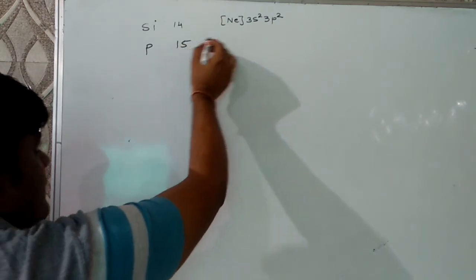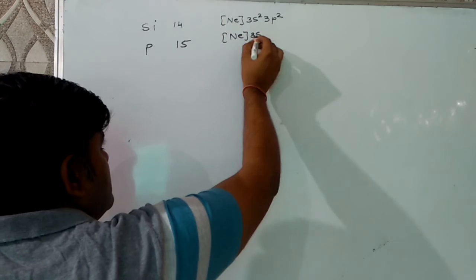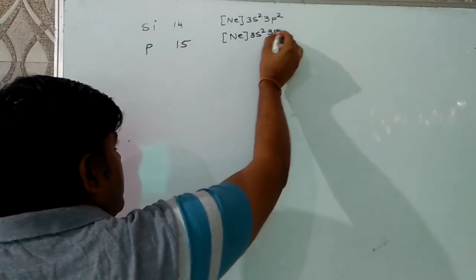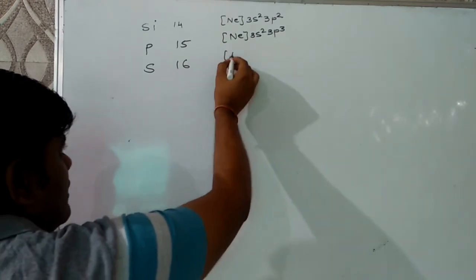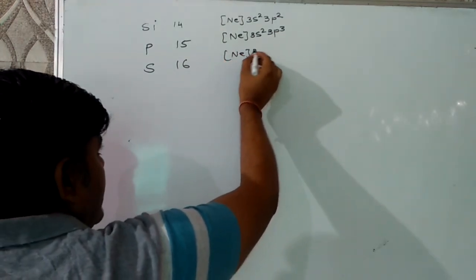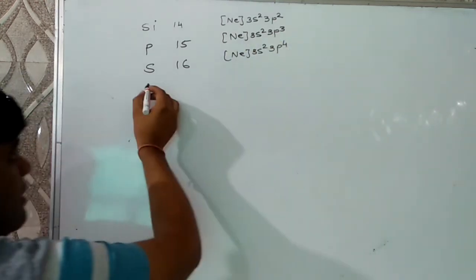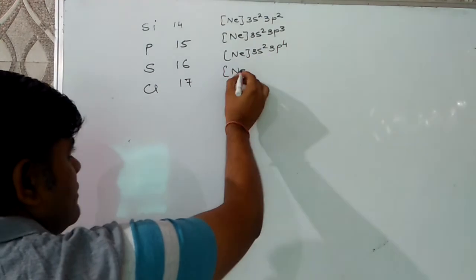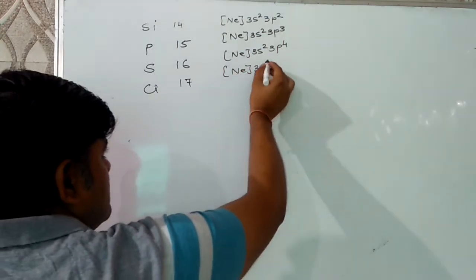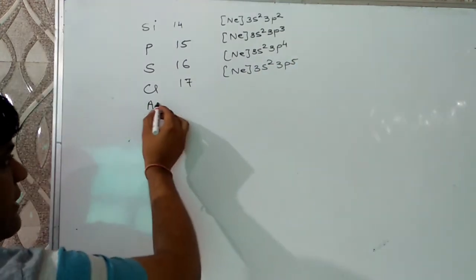Next one is phosphorus. Atomic number 15. Neon 3s2 3p3. Next one is sulfur 16. Neon 3s2 3p4. Next one is chlorine 17. Neon 3s2 3p5. Next one is argon, a noble gas.